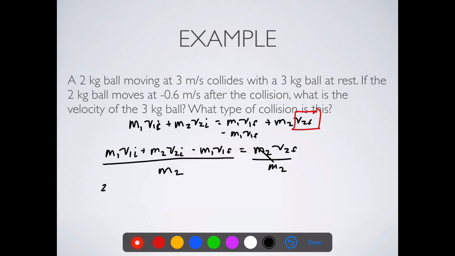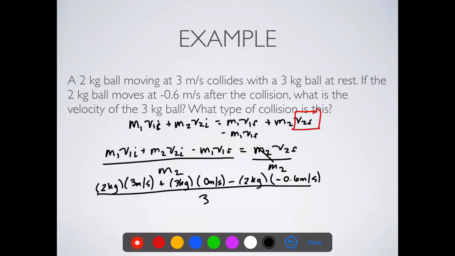So M1 was 2 kilograms. V1 initial is 3 meters per second. M2 is 3 kilograms. V2 initial is 0 meters per second. M1 was 2 kilograms. V1 final was negative 0.6 meters per second. And M2 is 3 kilograms is equal to V2 final. All right.